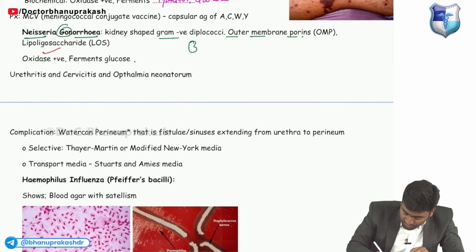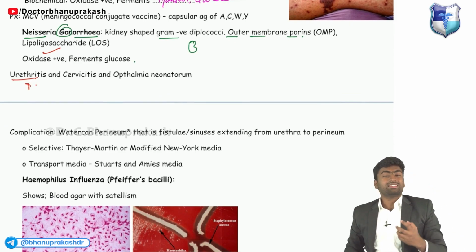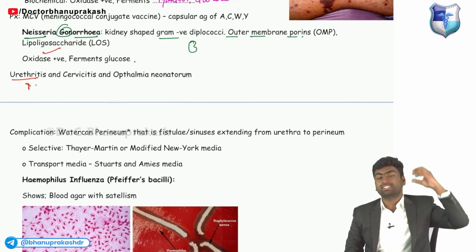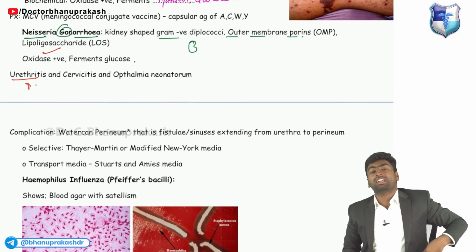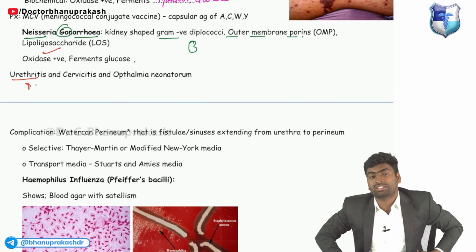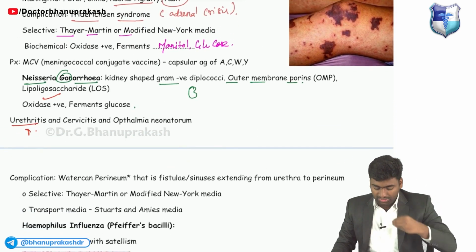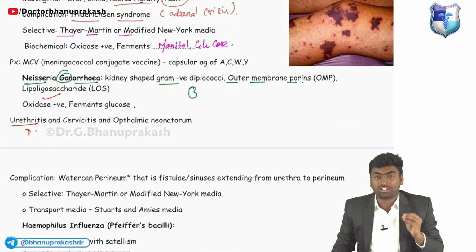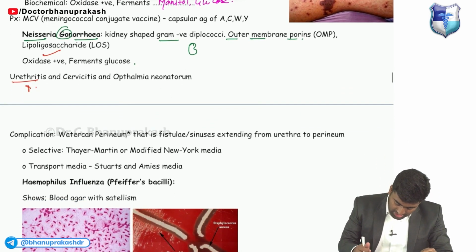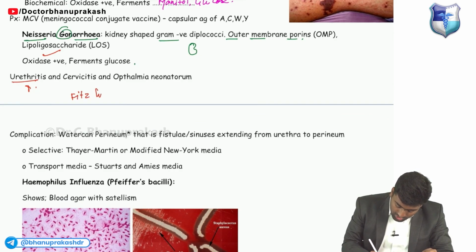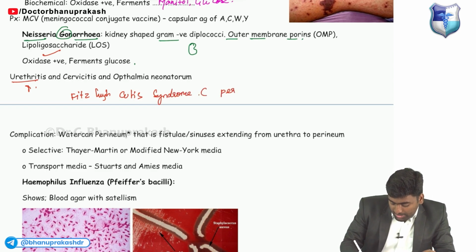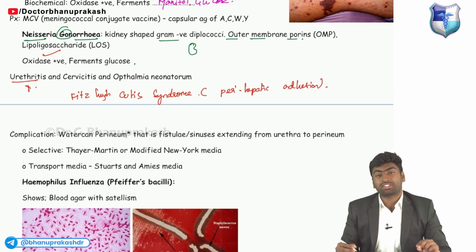Then it will cause urethritis. I told you these Neisseria types cause infection. Neisseria meningitidis causes infection in the meninges, and it causes a complication in the adrenal gland, which is Waterhouse-Friderichsen syndrome. Whereas Neisseria gonorrhoeae causes urethritis, and it causes complications around the liver, which is known as Fitz-Hugh-Curtis syndrome, causing perihepatic adhesions.